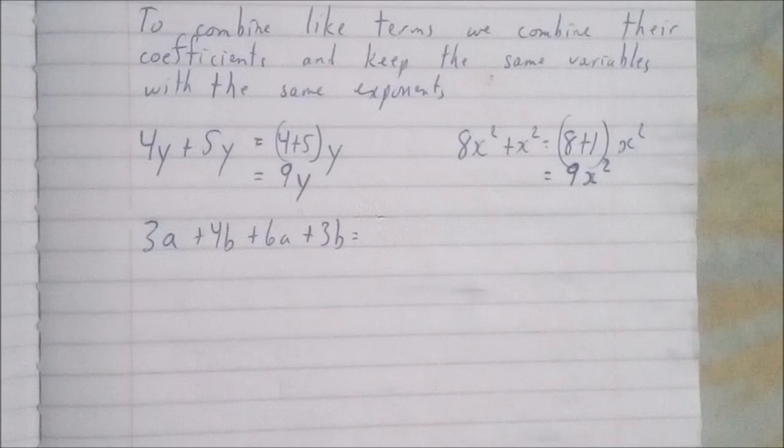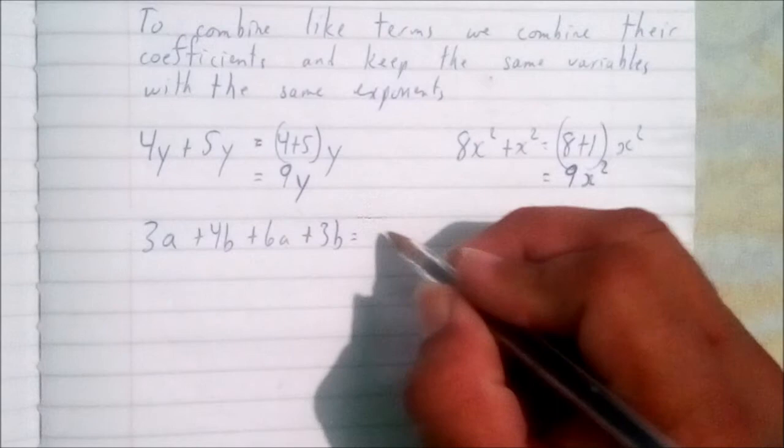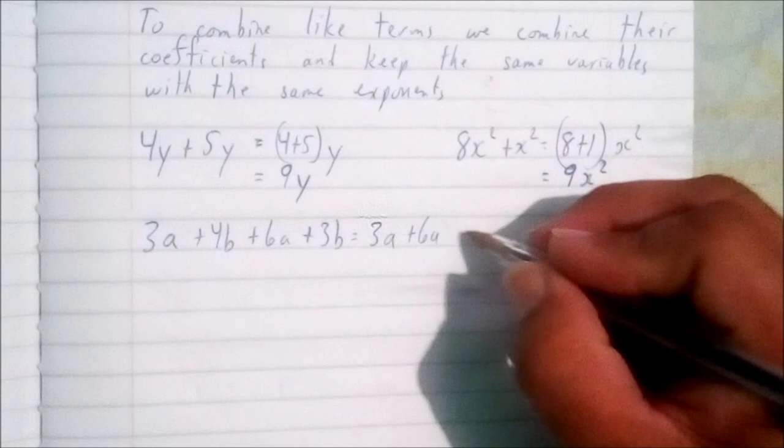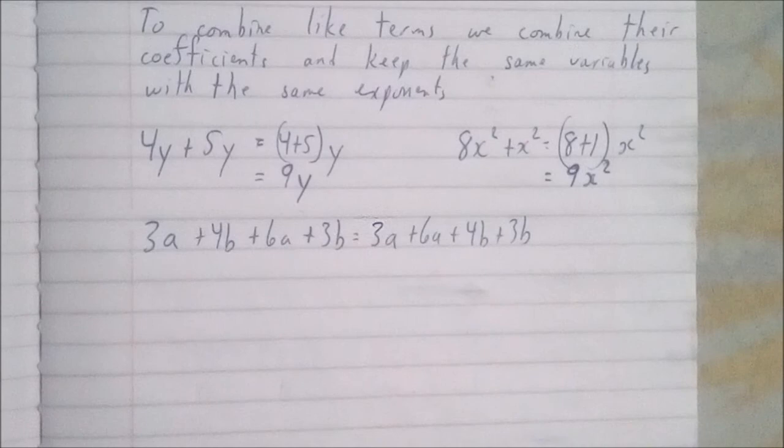Let's take them piece by piece. First thing you're going to say, bring the a's together. So you're going to say 3a plus 6a, then 4b, that's plus 4b plus 3b. Notice that their signs did not change. They remain on the same side of the equation. You're just moving them, grouping them.